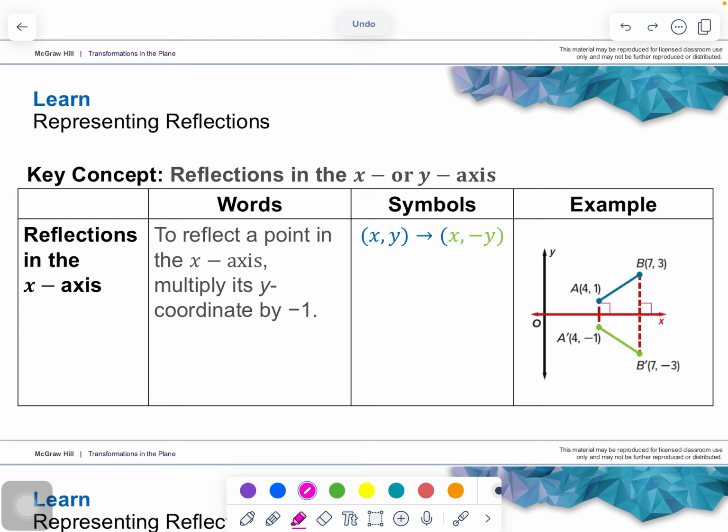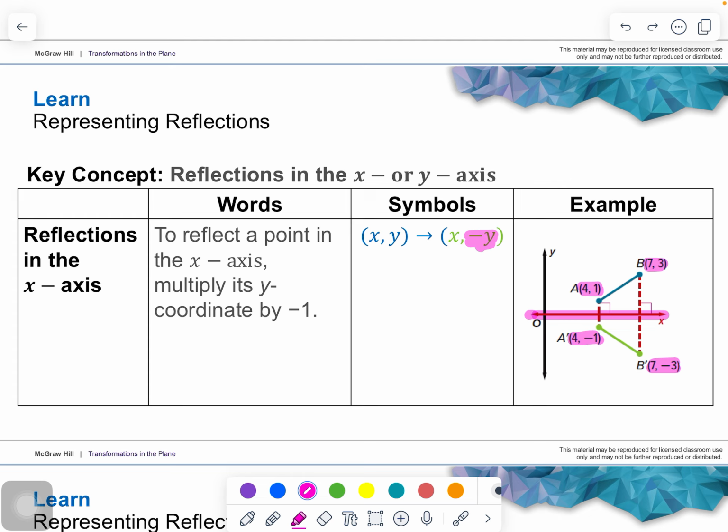Notice what happens to the points. We started at 4, 1. Now it's at 4, negative 1. We started at 7, 3. Now it's at 7, negative 3. So you can start making a guess as to what happens when you reflect across the x-axis. The y value becomes negative or changes its sign. Or in words, to reflect a point in the x-axis, multiply its y coordinate by negative 1.